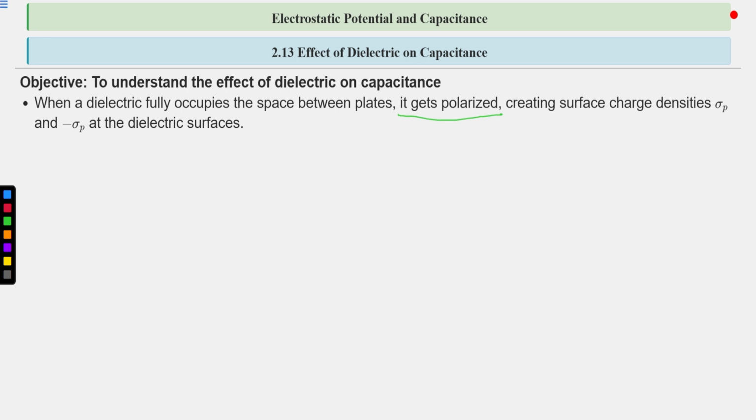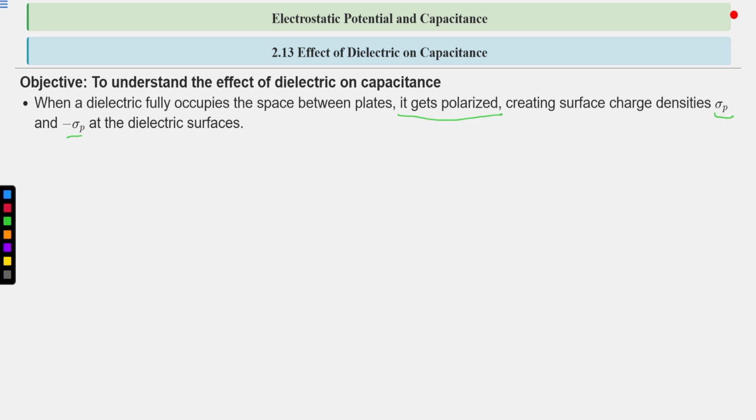It gets polarized due to the electric field between the plates of the capacitor, creating surface charge densities sigma p and minus sigma p. As we have discussed, what surface charge density appears on the surface of the dielectric? Sigma p is the surface charge density on the dielectric surface due to positive charges, and minus sigma p is the negative surface charge density on the dielectric surface due to polarization.